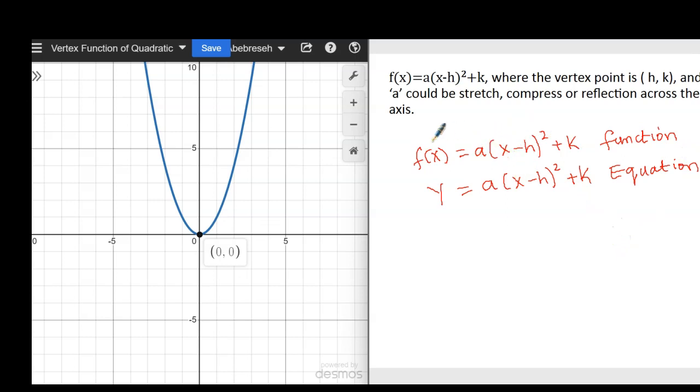So this is a general form of quadratic in the vertex form. We have different forms of it. We have a standard form, we have a factored form, and we have the vertex form. It's three of them, and we are going to look at all of them as we move forward.